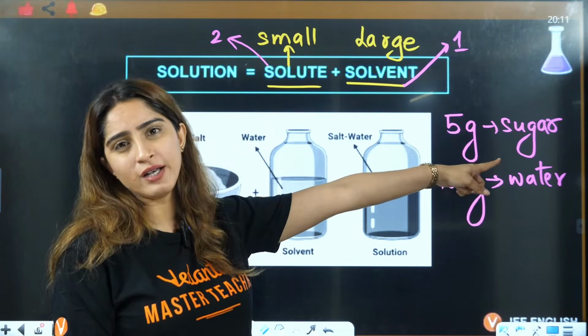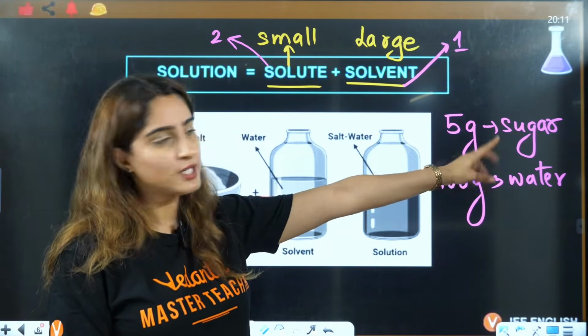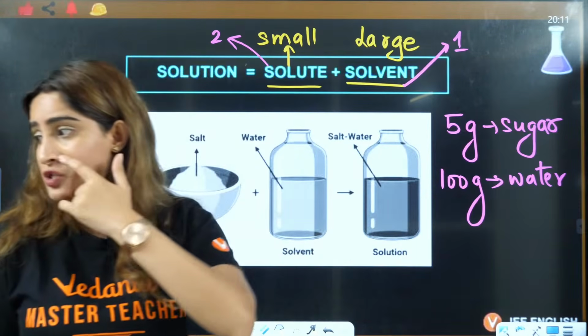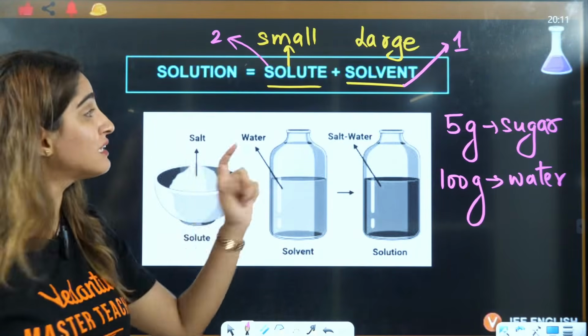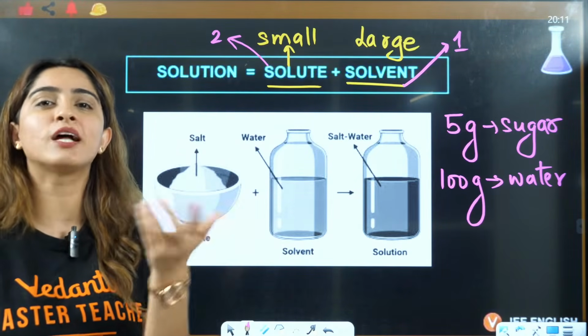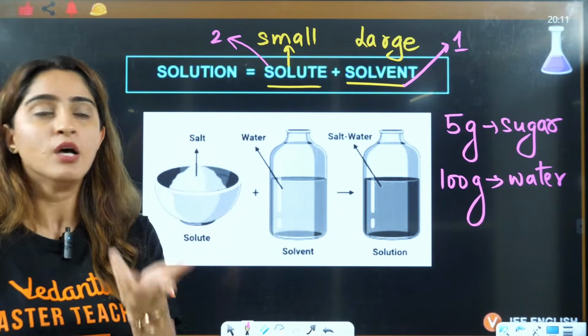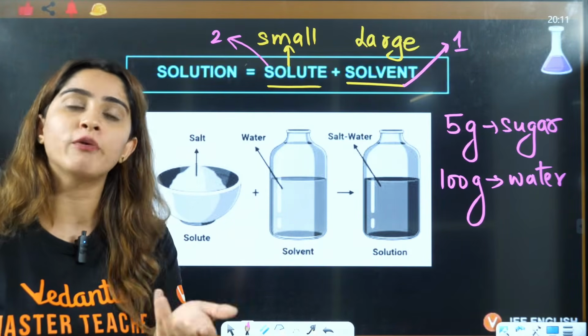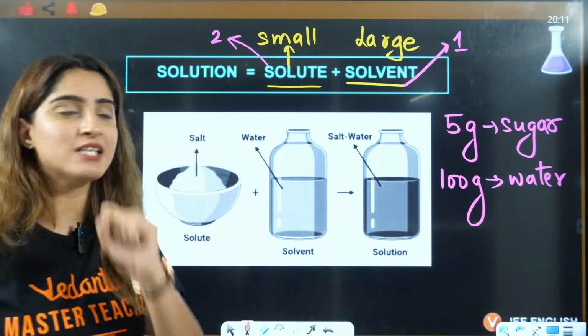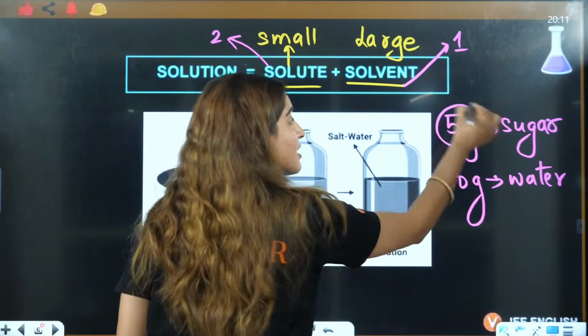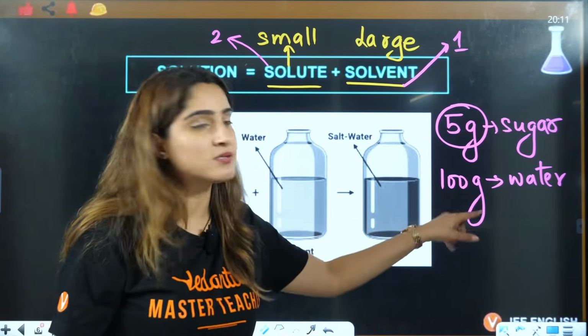Is sugar the solvent, or is water the solvent? Which one is the solvent? The one which is in the less quantity is the solute. You can't always think that sugar will be the solute, salt will be the solute. The one which is in less quantity. That means sugar is the solute, water is the solvent.